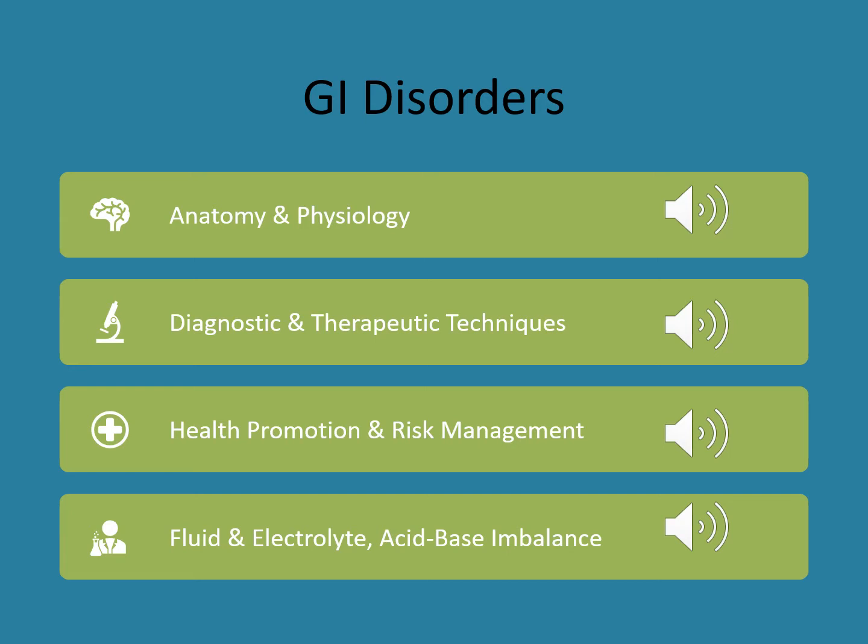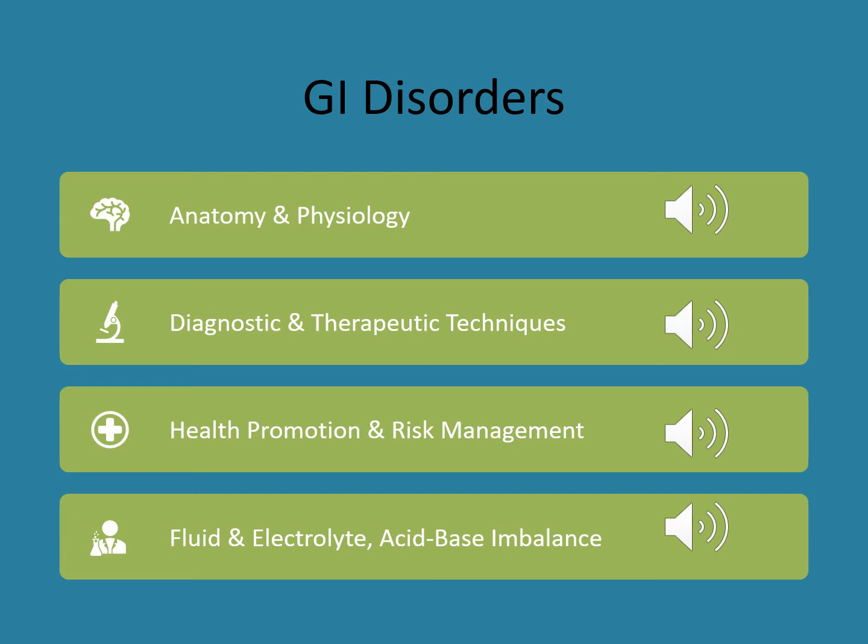An organism that can and does survive in the stomach, the Helicobacter pylori or H. pylori, can actually lead to peptic ulcer disease. The small intestine includes the duodenum, the jejunum, and the ileum. And the large intestine includes the cecum, the ascending colon, transverse colon, descending colon, the sigmoid colon, and the rectum.